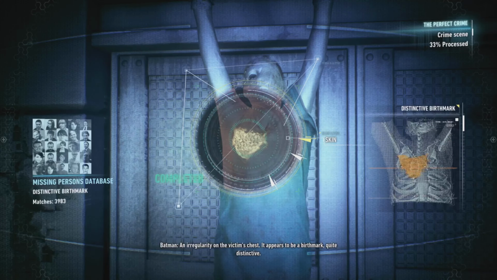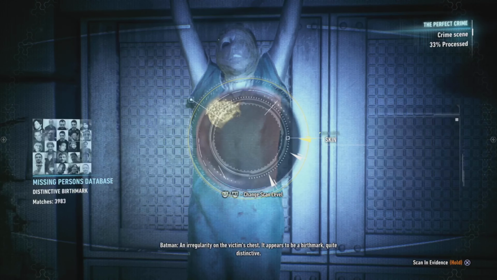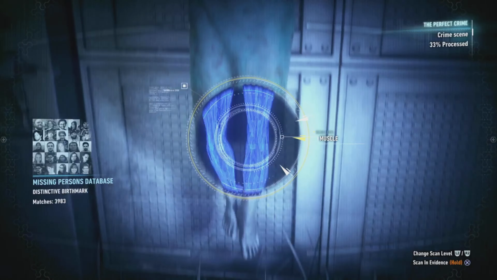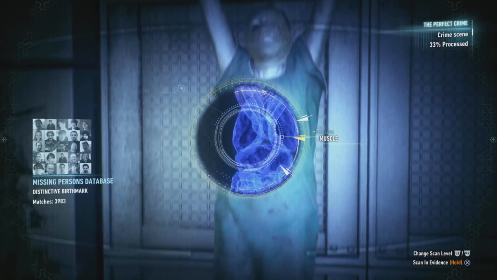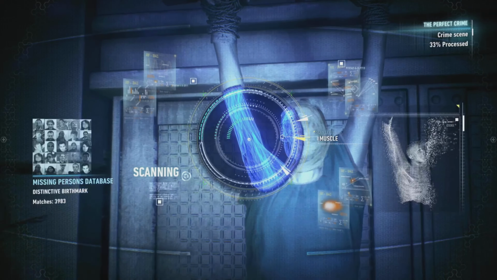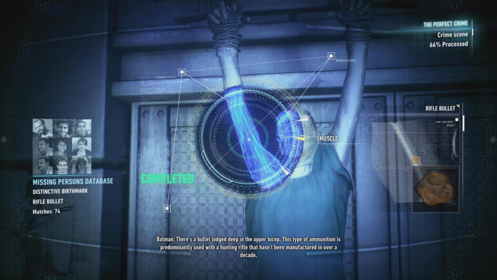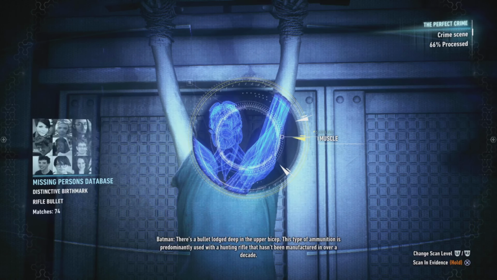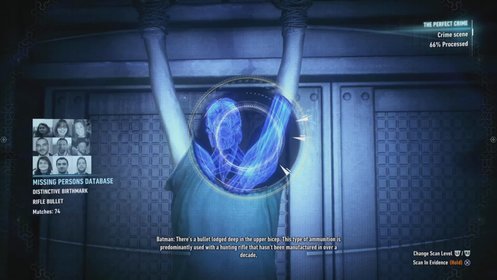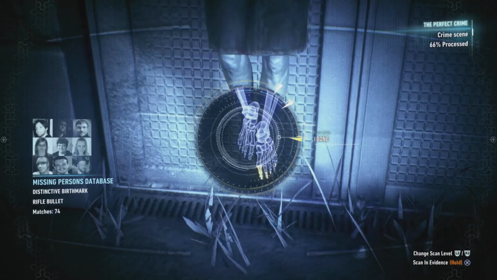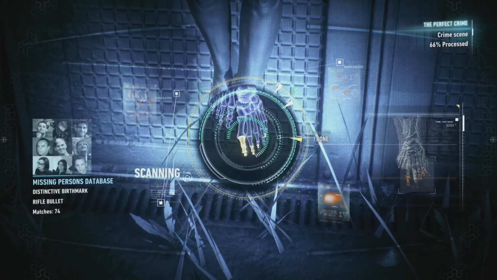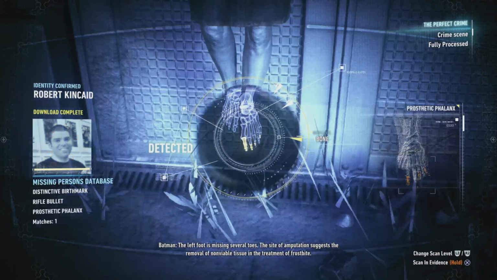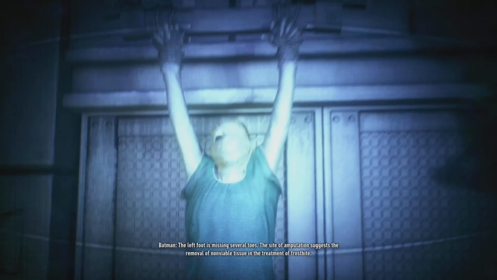An irregularity on the victim's chest. It appears to be a birthmark, quite distinctive. There's a bullet lodged deep in the upper bicep. This type of ammunition is predominantly used with a hunting rifle that hasn't been manufactured in over a decade. The left foot is missing several toes. The site of amputation suggests the removal of non-viable tissue in the treatment of frostbite.